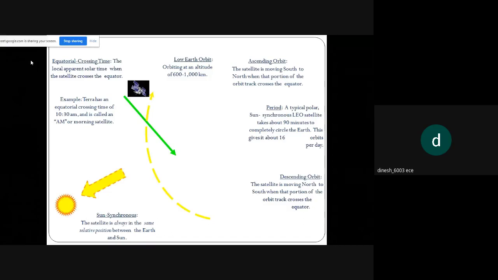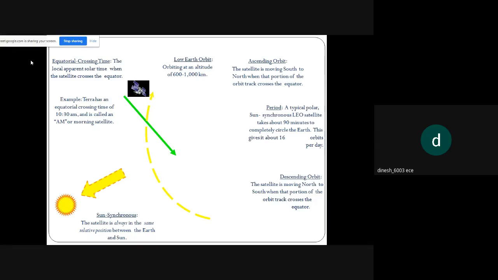Next is an example of the sun synchronous orbit, how it is being placed, what are its orbits. There are low Earth orbiting LEO, where the altitude of this LEO satellites are about 600 to 1,000 kilometers from the surface of the Earth. The equatorial crossing time would be the local apparent solar time when the satellite crosses the equator.